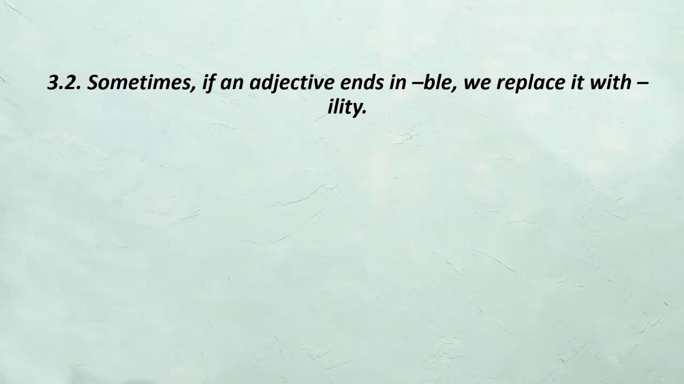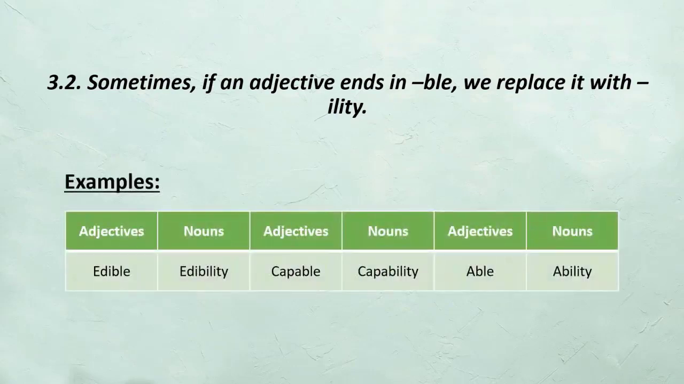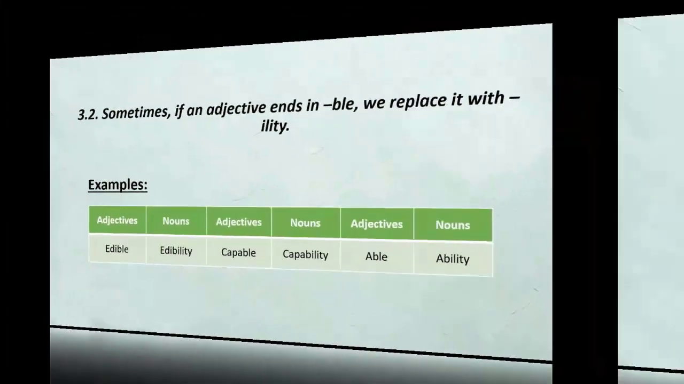Sometimes if an adjective ends in the ble suffix, we replace it with ity. Now here we not only add a suffix, but we also have to replace a suffix in the adjective. Examples: the first adjective is edible, so it becomes edibility. We add the ility suffix. Capable becomes capability. Able becomes ability.